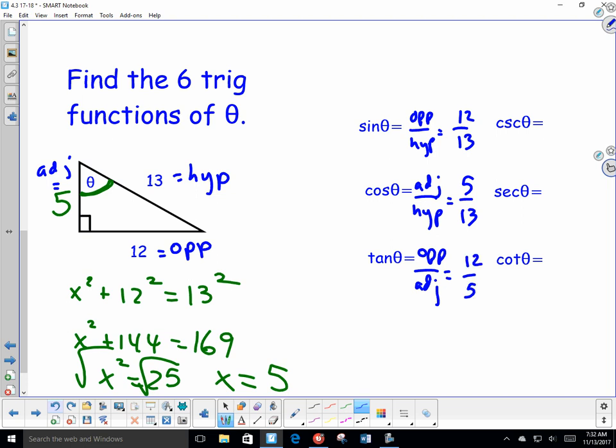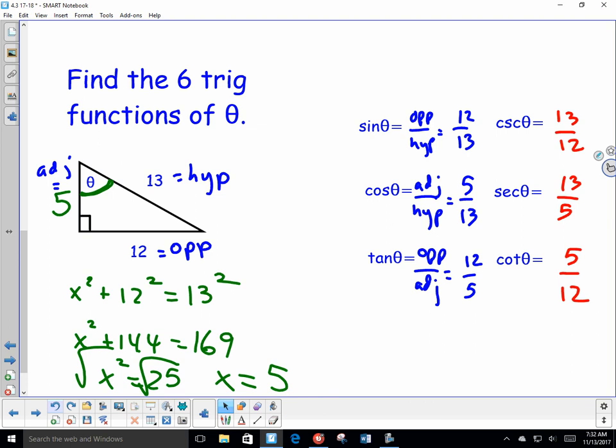And remember, the cosecant is the reciprocal of sine. So that means this is just going to be 13 twelfths. Secant is the reciprocal of cosine. So that's going to be 13 fifths. And cotangent is the reciprocal of tangent. So that's going to be 5 twelfths.